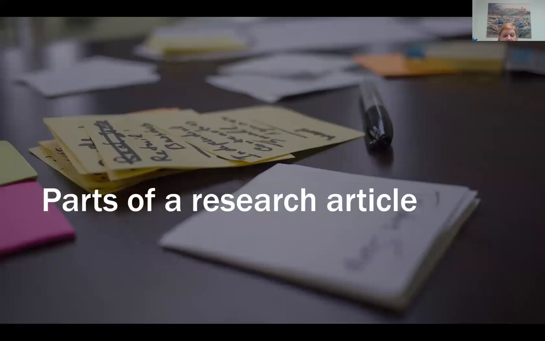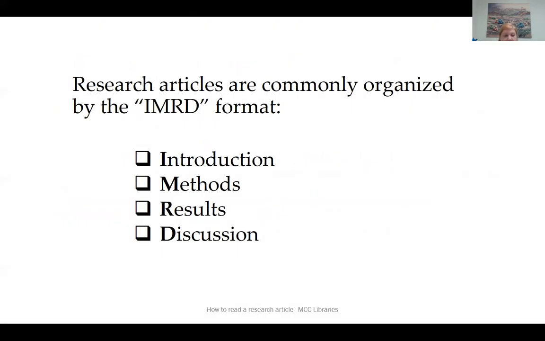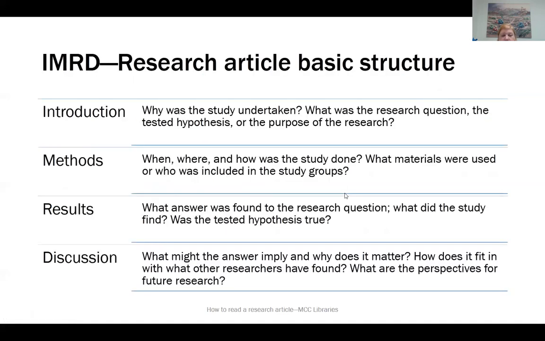So now we're going to look at the different parts of a research article. Research articles are commonly organized by the IMRD format: the introduction, methods, results, and discussions. A few moments ago, when I showed you the search where we used method with the asterisk and results, since the search engine is looking for those two terms in a paper, that's one of the ways that helps us pull up actual research articles.